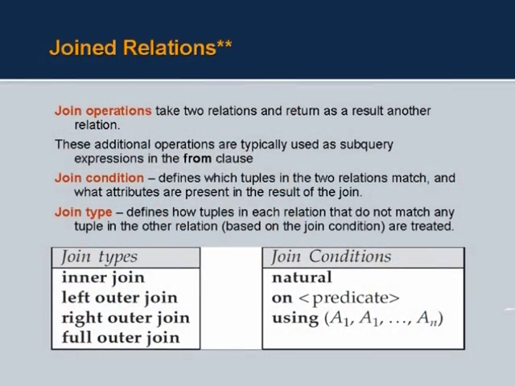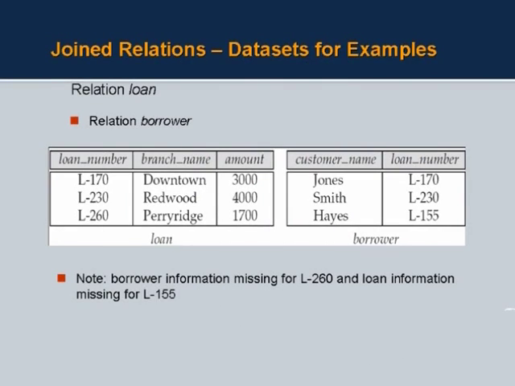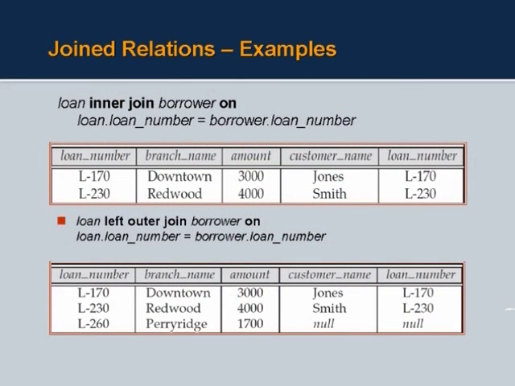So here is a summary of the join types, and there's another issue of what are called join conditions in SQL. So I'll come back to that slide to show the summary, but let's first of all see what are outer joins. So here is a relation loan and a relation borrower. Now look carefully at this, and you will see that there is a loan number L260 for which there is no borrower information here, and correspondingly there is a loan 155 for which there is no loan information here. Okay, this is probably an inconsistent state of the database. But if I want to join these two tables and get that partial borrower information and the partial loan information, what do I do? So there are several types of outer joins. Let's start with the simplest one.